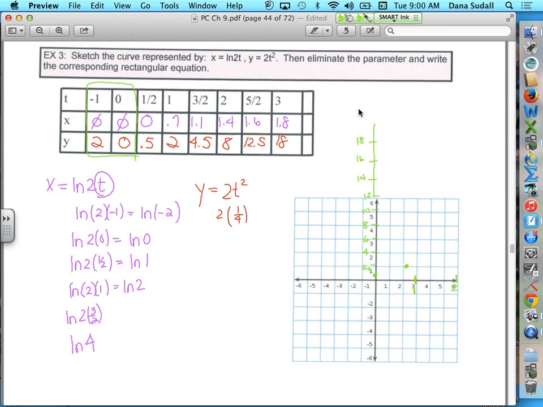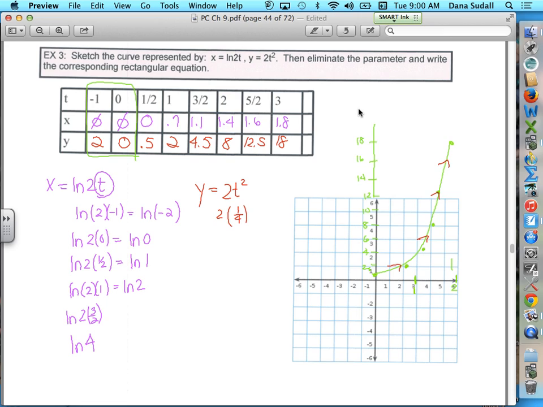X is 1.1, y is 4.5. X is 1.4, y is 8. X is 1.6, y is 12.5. X is 1.8, y is 18. So the graph's kind of looking like this here, and it's going in this direction. Okay. And they only gave us those values there, so we'll stop when it gets to 3. I don't know if they want it to continue on or not.